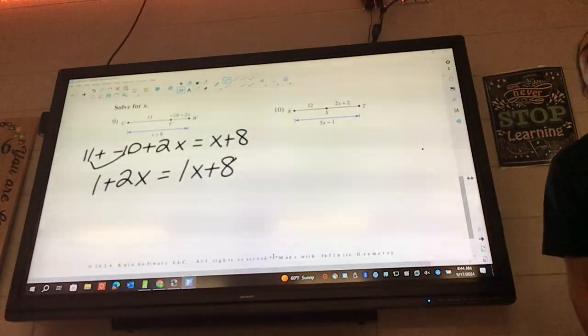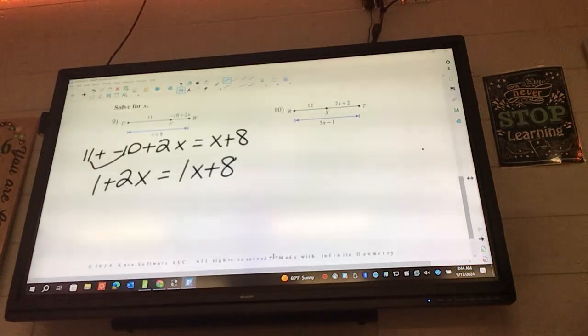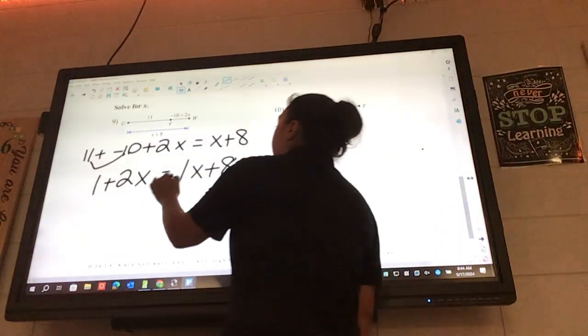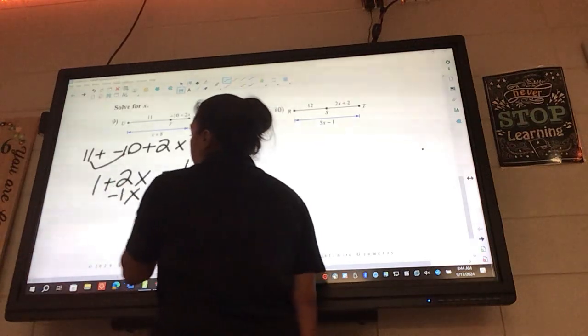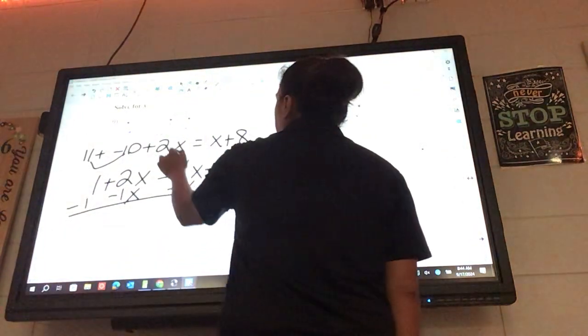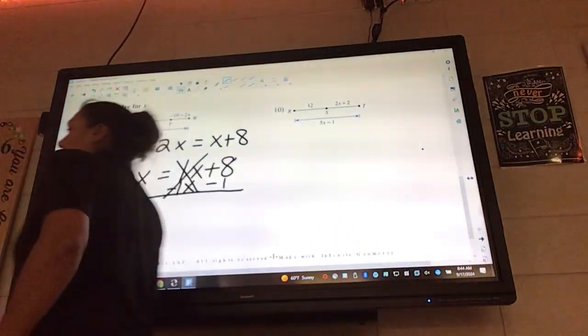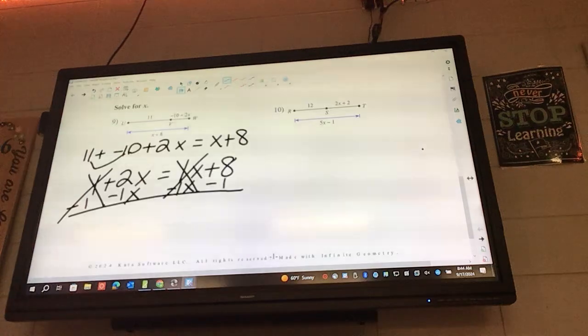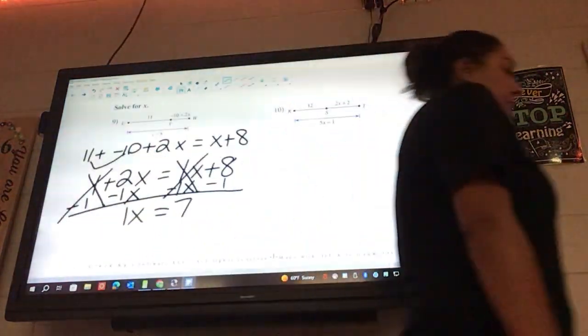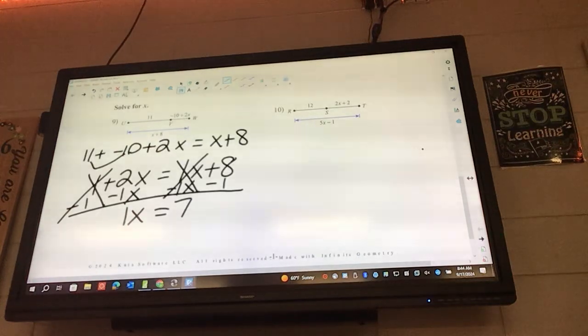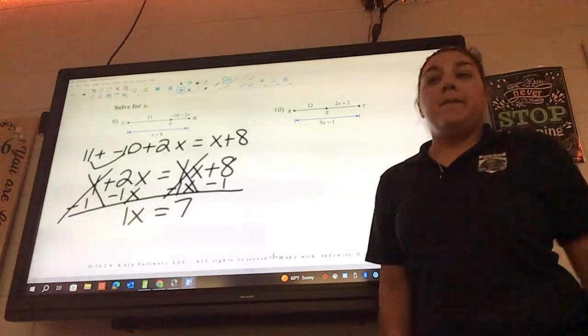Okay, we need to move our letters to the left and the numbers to the right. So who's gonna get moved? 1x. The 1x needs moved, I agree. And where's he gonna go under? Under the 2. Who else is getting moved? The 1's gonna get moved and he's gonna go under the 8. Okay, 2 minus 1 is 1x. 8 minus 1 is 7. Okay, and our last step is always to do what? Divide.